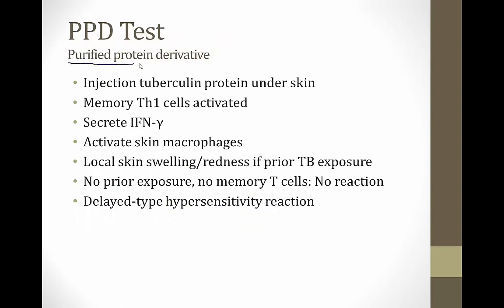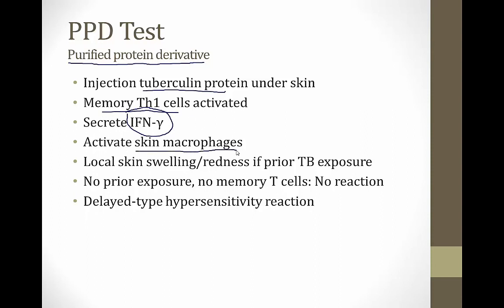PPD stands for Purified Protein Derivative, and it's a test done to see if a person has been previously exposed to Mycobacterium tuberculosis. In the PPD test, you inject the tuberculin protein under the skin. If the patient has been previously exposed to tuberculosis, memory Th1 cells will be activated. They will secrete interferon gamma, which, as you know, is a Th1 cytokine.